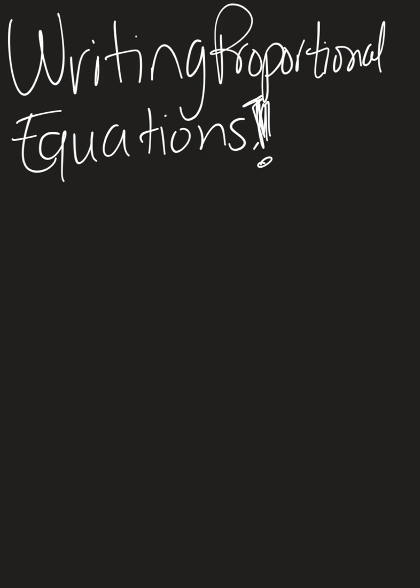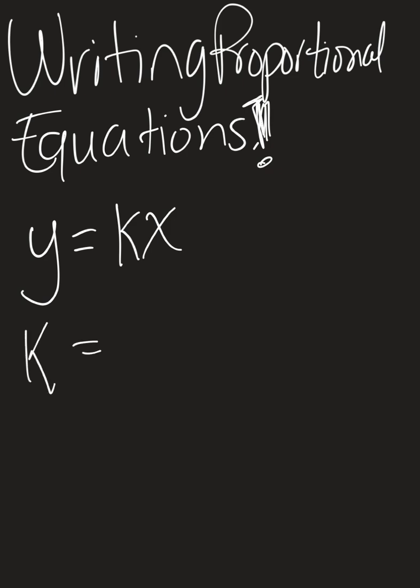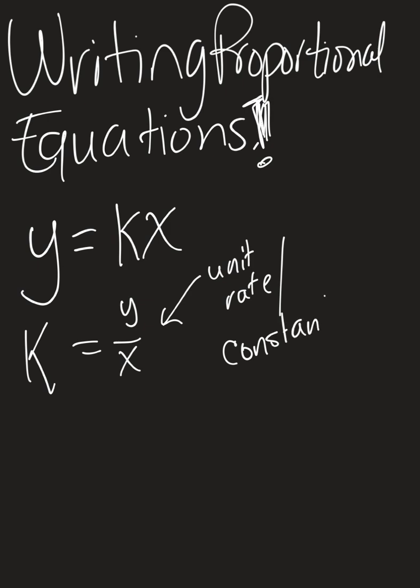If you are told you have a proportional relationship, the format is y equals kx, where y and x are your input and your output, so you're not going to replace them, you'll write that out. And k is equal to a y value divided by an x value. In other words, it's a unit rate, or the constant of proportionality.